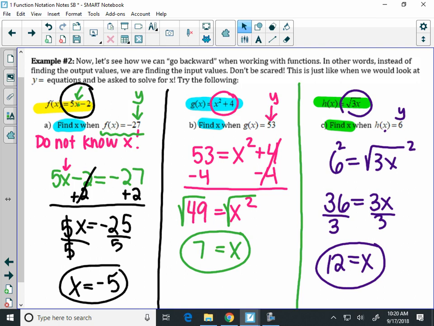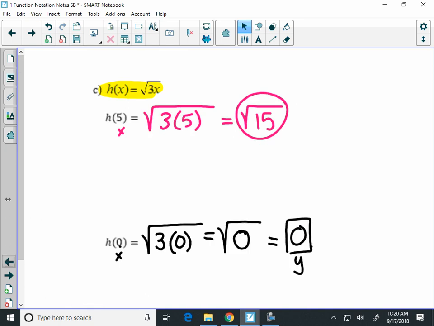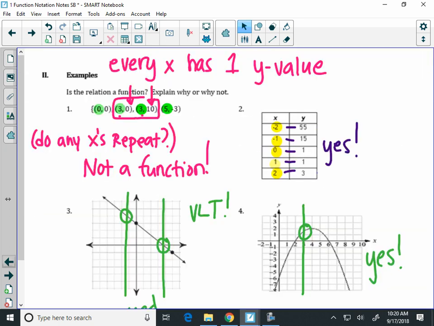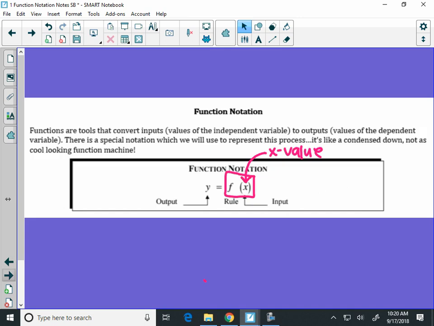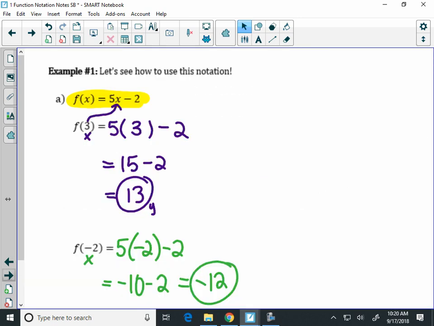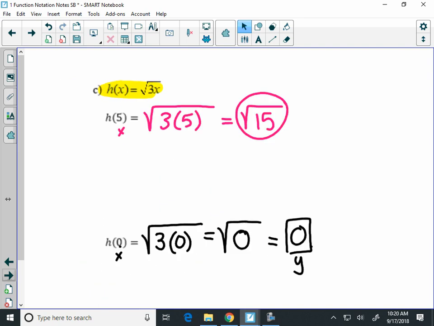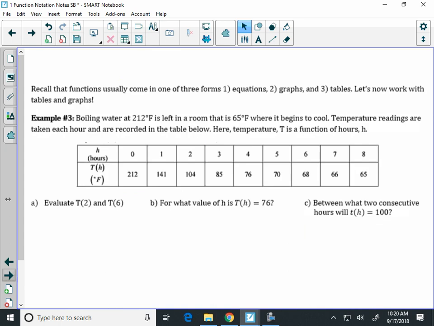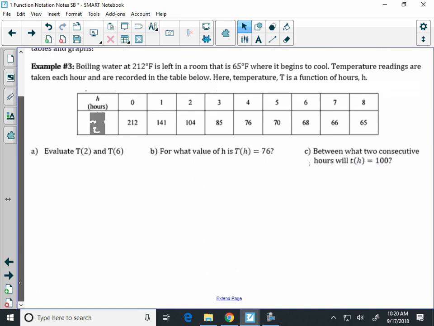All right, so we have talked about so far the definition of a function, how to know by looking at graphs if something is a function or not. Now we've done a little bit of function notation from equations. How do I put an x value into a function? And how do I find an x value when I'm given the answer? Now let's look at a table. Functions also can be done with tables. So let's see, example 3.